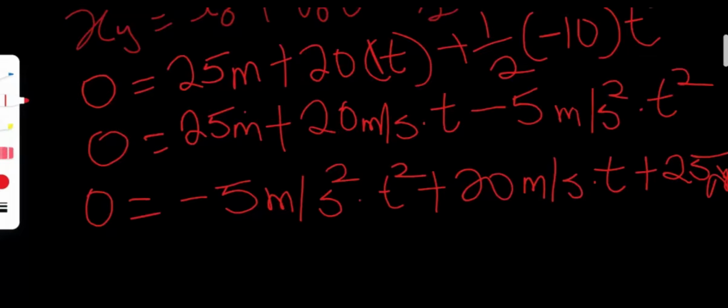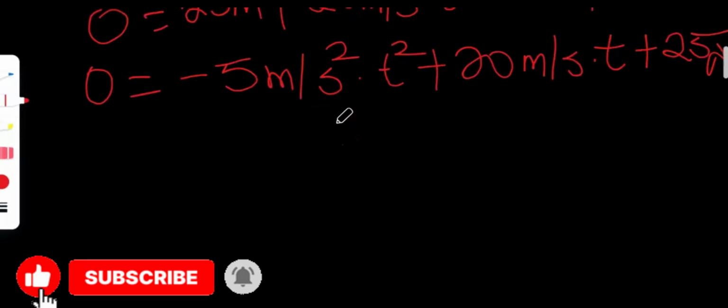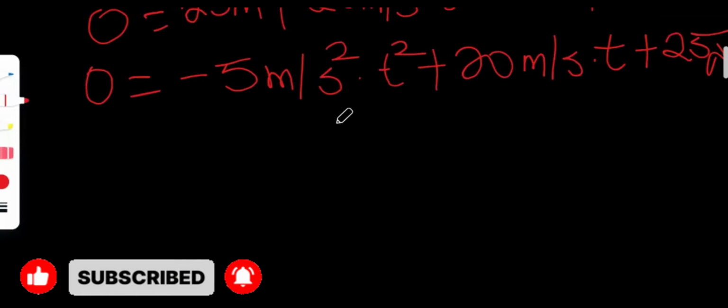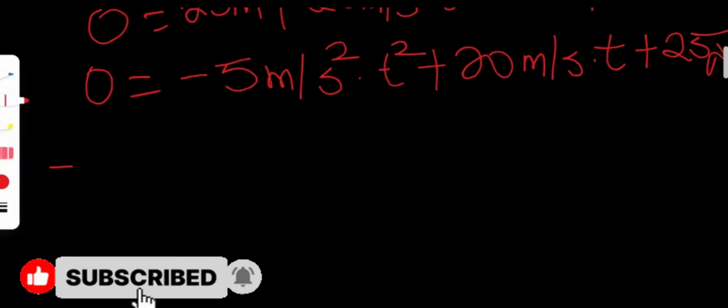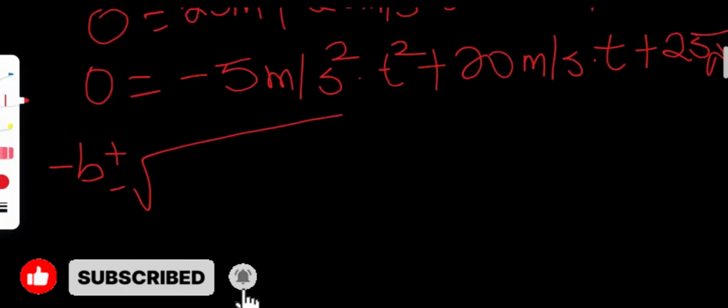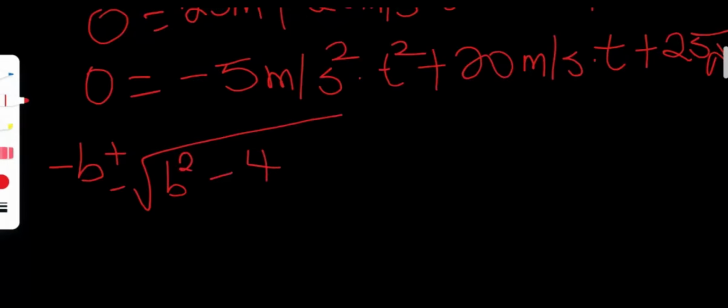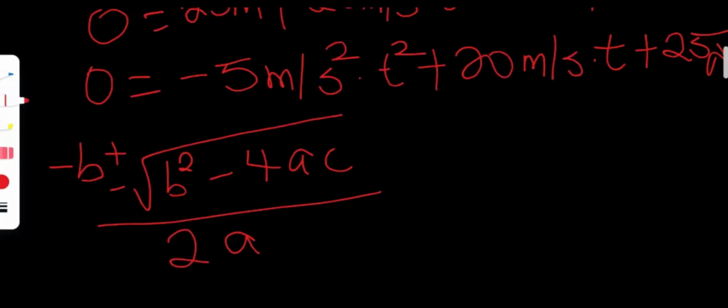So how can we solve this? We can use the quadratic formula. It's called the almighty formula, and it says minus b plus or minus the square root of b squared minus 4ac, over 2a. This is the quadratic equation that we're going to apply.